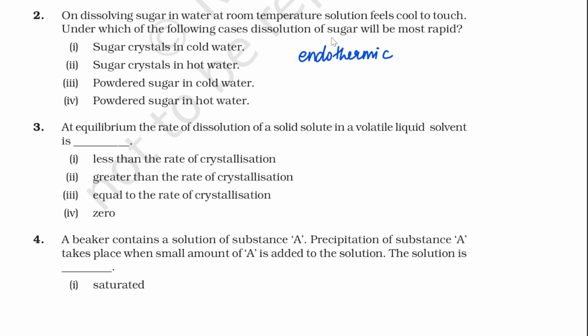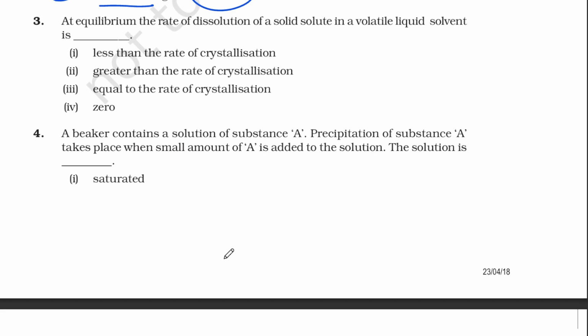Which of the following cases dissolution of sugar will be most rapid? Yeah, there you go. If the process is endothermic and I provide heat to it, then it happens quickly. Okay? So hot water. Oh, okay. Let's cut out the cold water options. Also, powdered sugar versus sugar crystals. Yeah, more surface area. Nice question. Nice question. Makes you think.